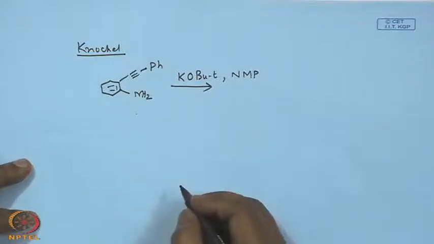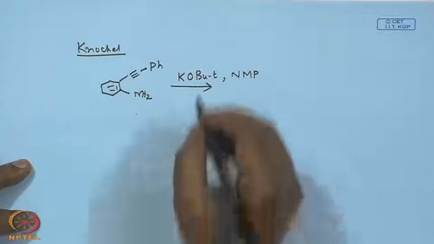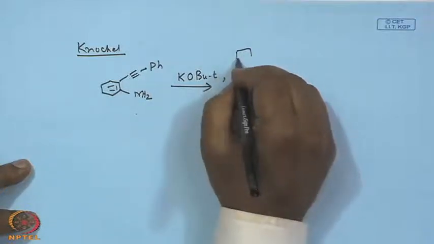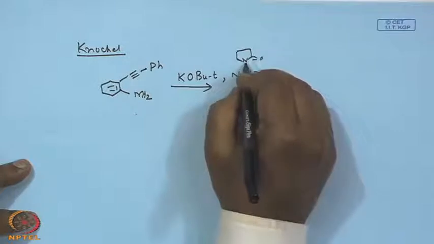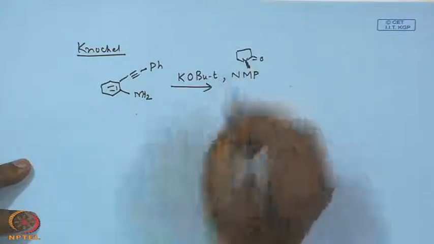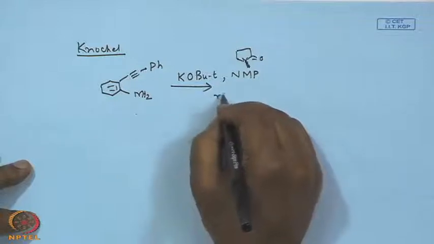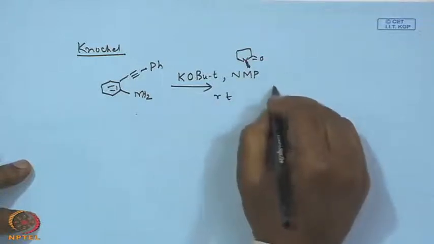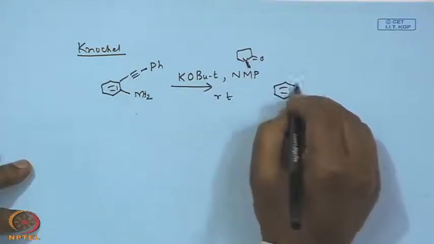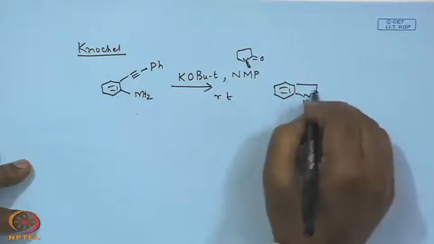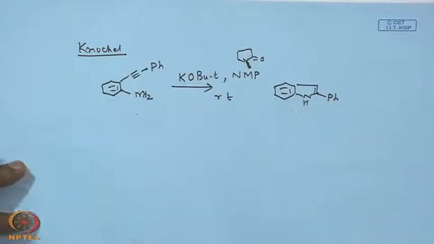What is it? N-methylpyrrolidinone, again heterocyclic, right. So, it is a high boiling solvent. And of course, the product is the corresponding indole derivative.